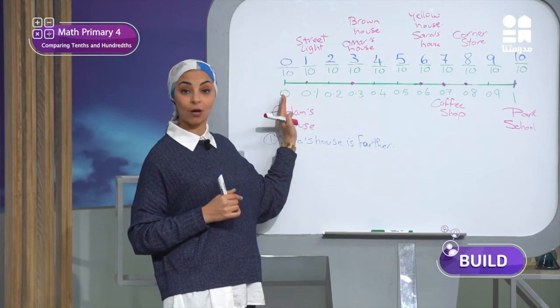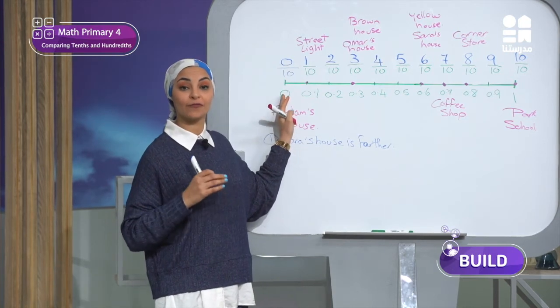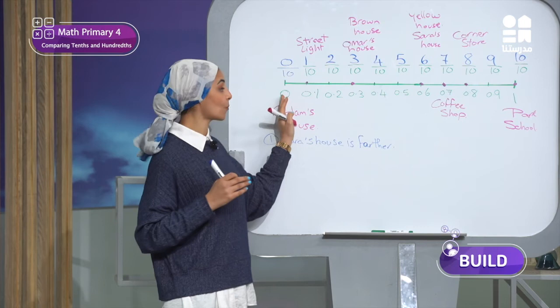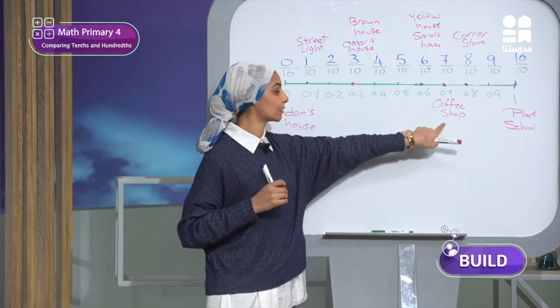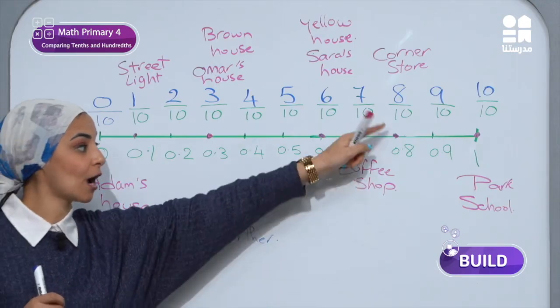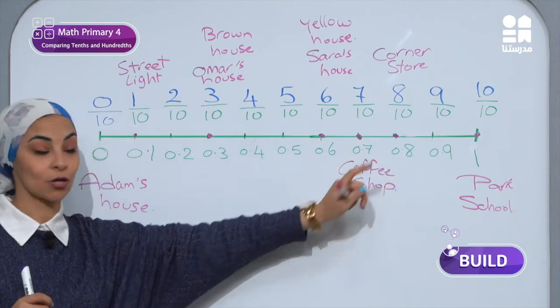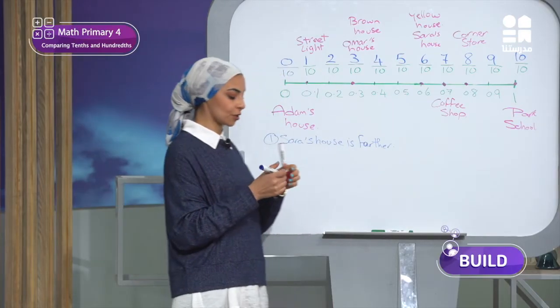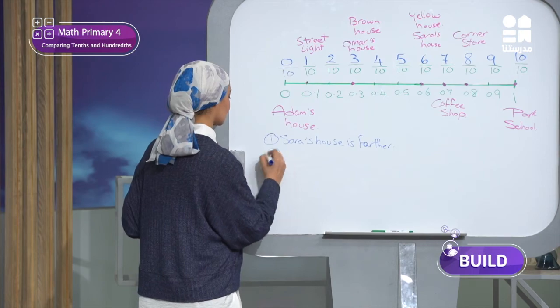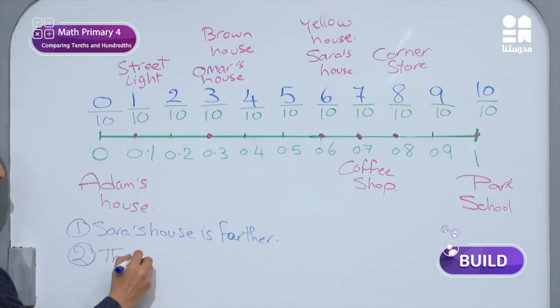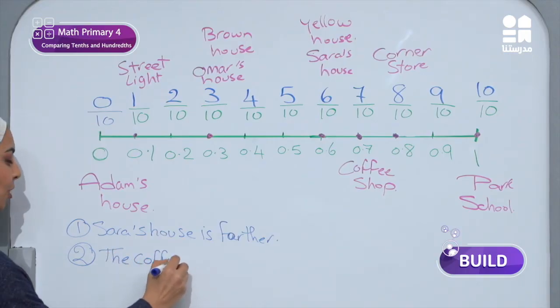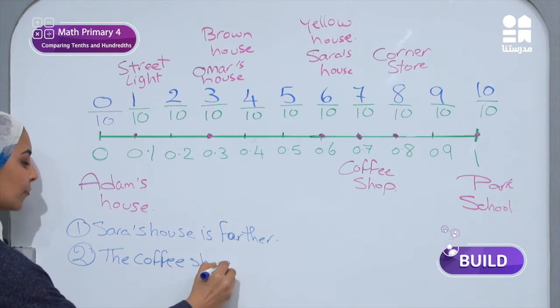Okay. Here is Adam's house. The coffee shop first. Why? Because الكوفي شوب هنلاقيها عند 7/10 right? And then after it the corner store. So I write the coffee shop first. Number 2, the coffee shop first.